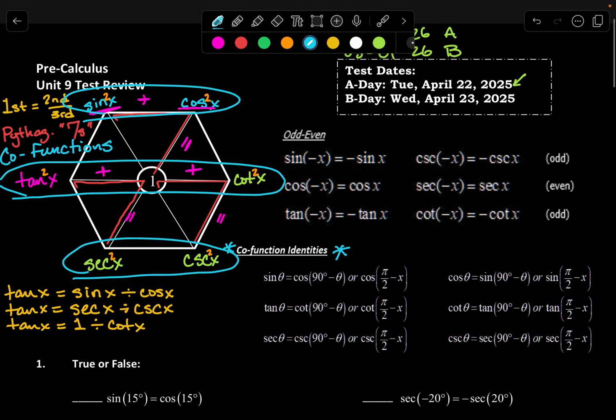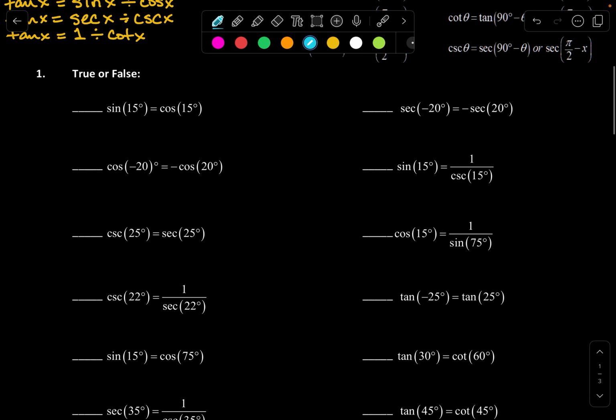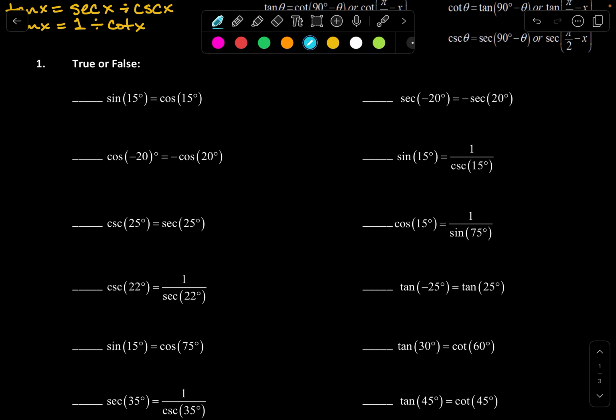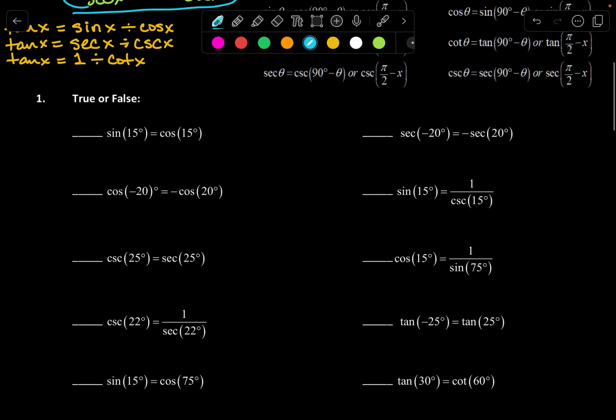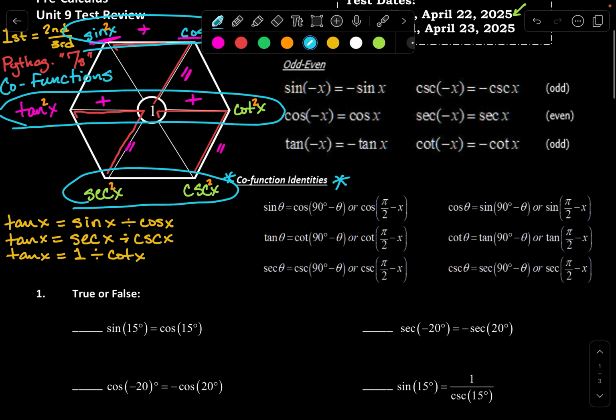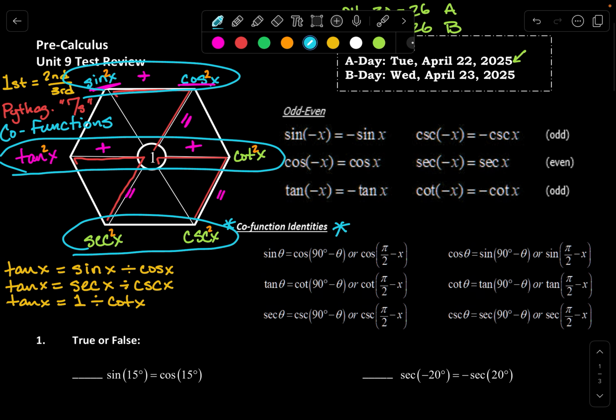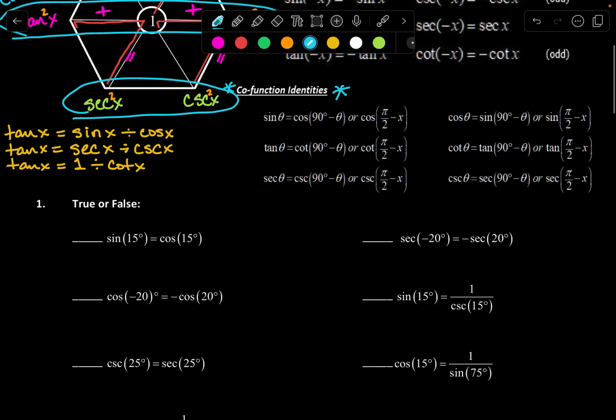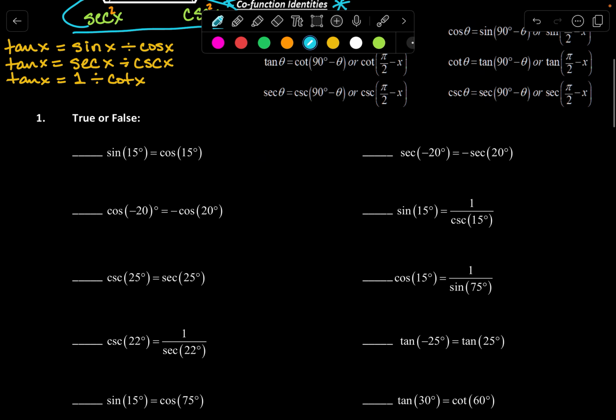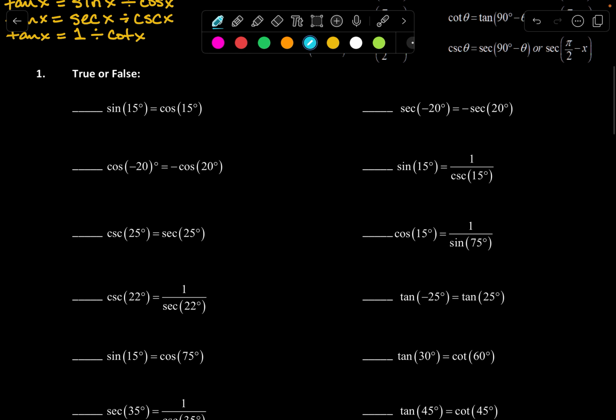All right, so let's actually get started. The entire first page is full of true or false problems that, to get them, you really have to understand your odd even, your cofunctions, and your first equals second over third. You really have to have kind of a good grasp on all of your identities. So the first one we're going to start with, it says that sine 15 equals cosine 15.